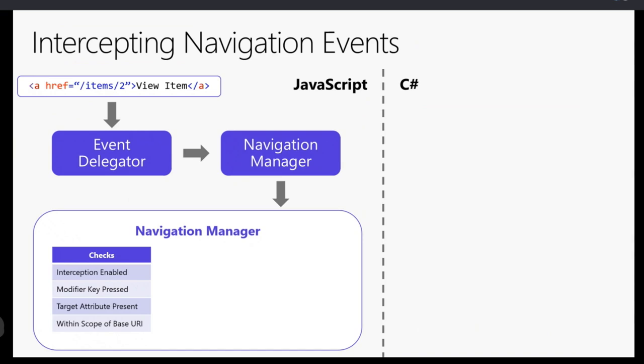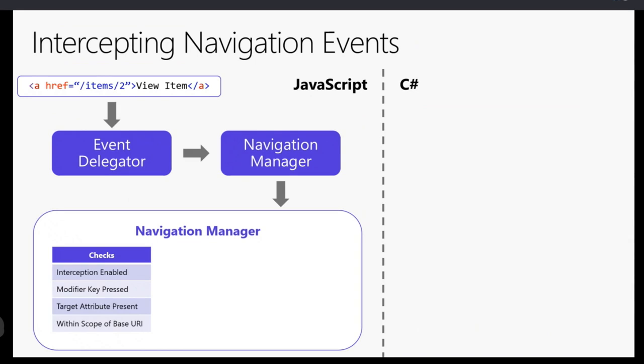The next check it does is for modifier keys. So this is where we hold down Control when we click a link in order to open it in a new tab or a new window. If the user's chosen to do that, we don't want to interfere with that. We want to allow that to open in a new tab or a new window.